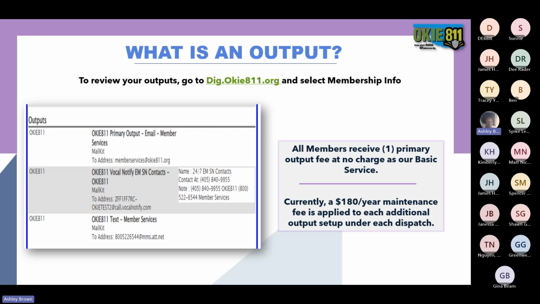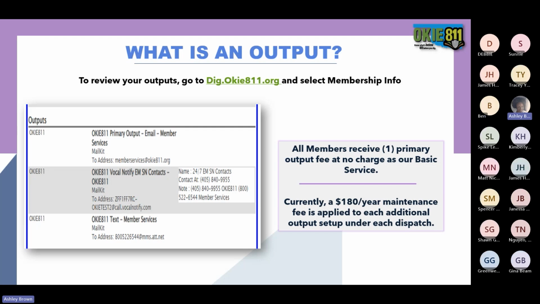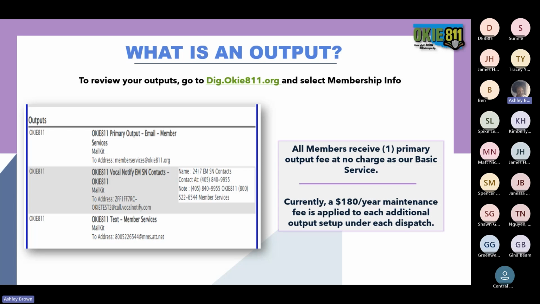To view your company's outputs, you're going to go to the Oki 811 portal, which you can access by going to dig.oki811.org, and you'll select membership info. From there, you can find all the information that we're going to be discussing today in the output section of your dispatch information. Once you pull up membership info, it's going to look something similar to the screenshot we have on the left of the screen. All of the outputs where your transmissions are going to be transmitted will be under the output section.